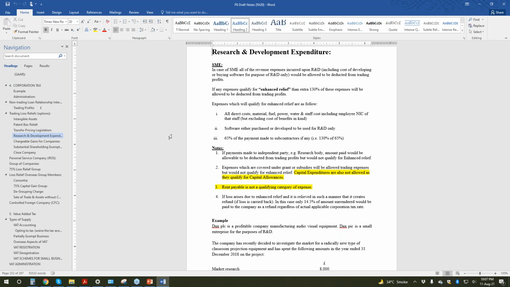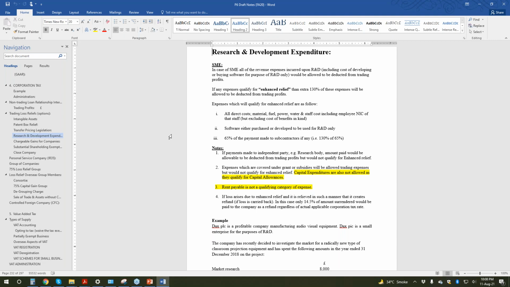For example, if I have spent 1000 on R&D, I can deduct that 1000, but I can deduct an extra 1300 as well. So I can in total deduct 2300, because 1000 was allowed anyway, but there is 130% extra, that is 1300 more allowed. So in total it is 2300 or 230%.